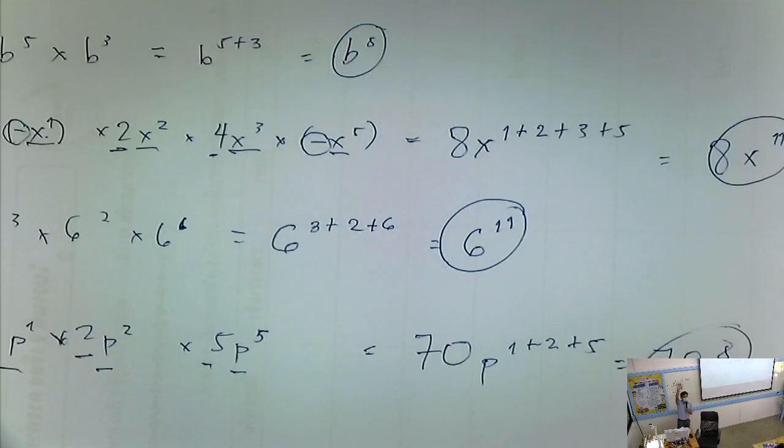Who got 5 out of 5? Very good. 4, 3, 2, 1, 0. Good, no 0. Do you understand exponent rule number 1? You understand? Good.